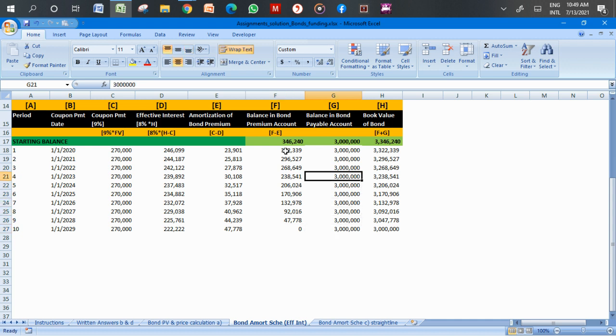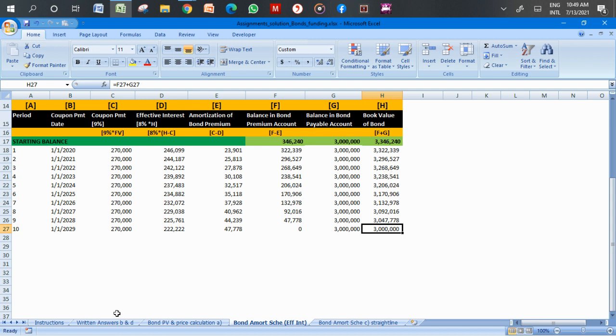Okay. Then what about the book value? The book value was 3,346,250 initially, but then it's discounted. What do we do here? The formula, as you can see from the formula bar, is F18 plus G18. F18 is the balance in the bond premium account, and G18 is the bond face value. Okay, so after 10 years, it should be equal to 3 million, as you can see.